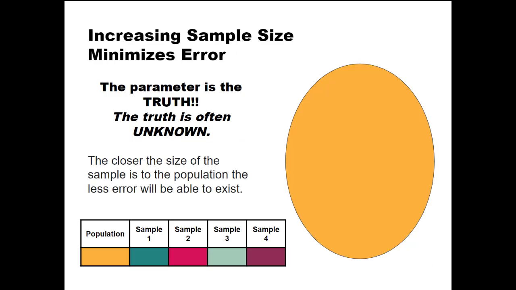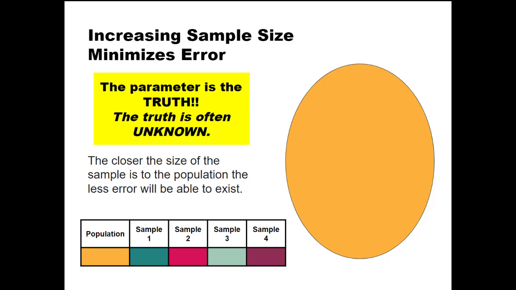Let's start by looking at sample size and how that minimizes error. If you remember, we are trying to learn about a population and a parameter about the population. The parameter of the population is the truth. It's what actually exists. But a lot of the times, we don't know what the truth will be.